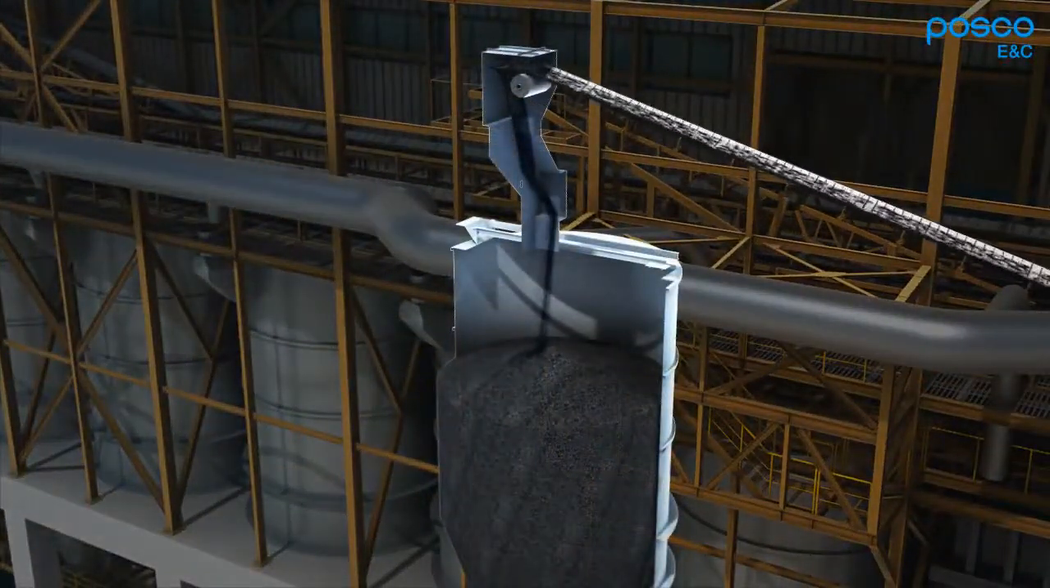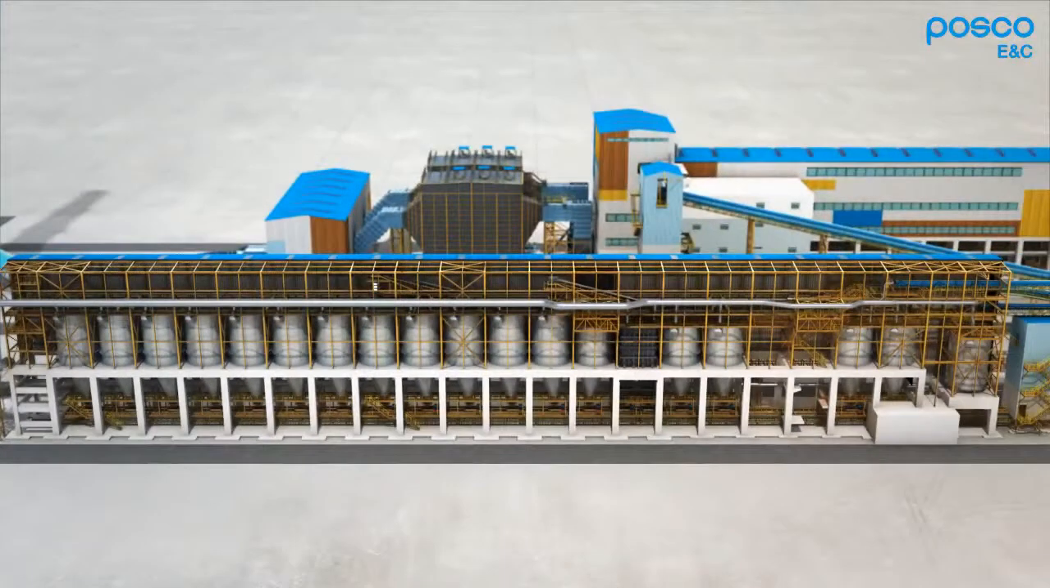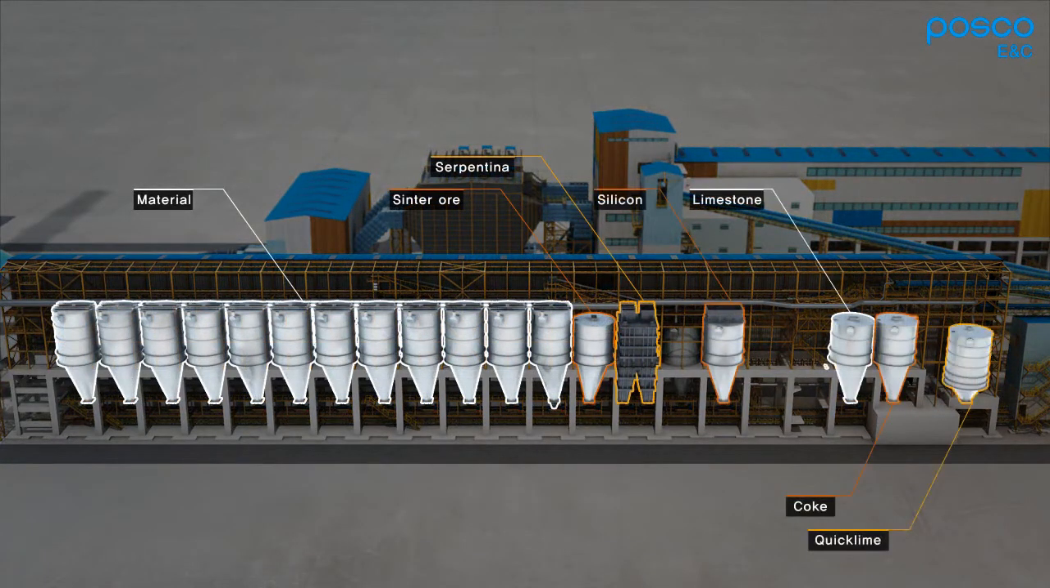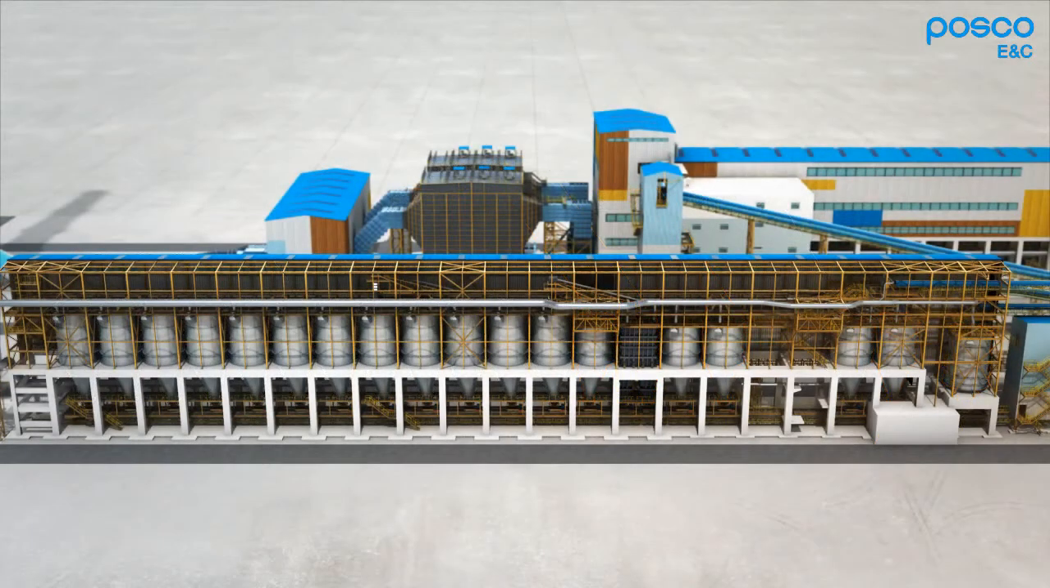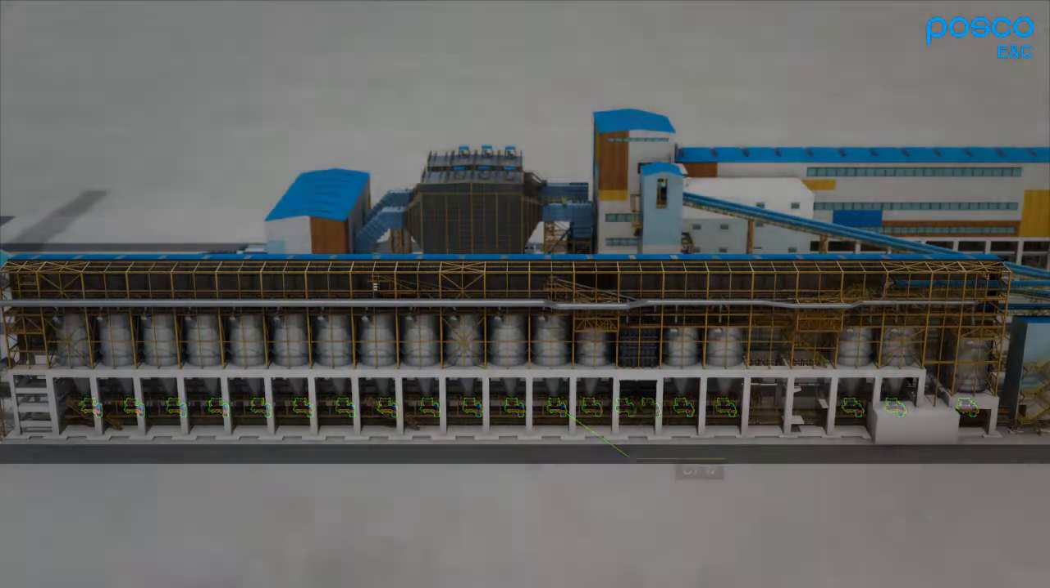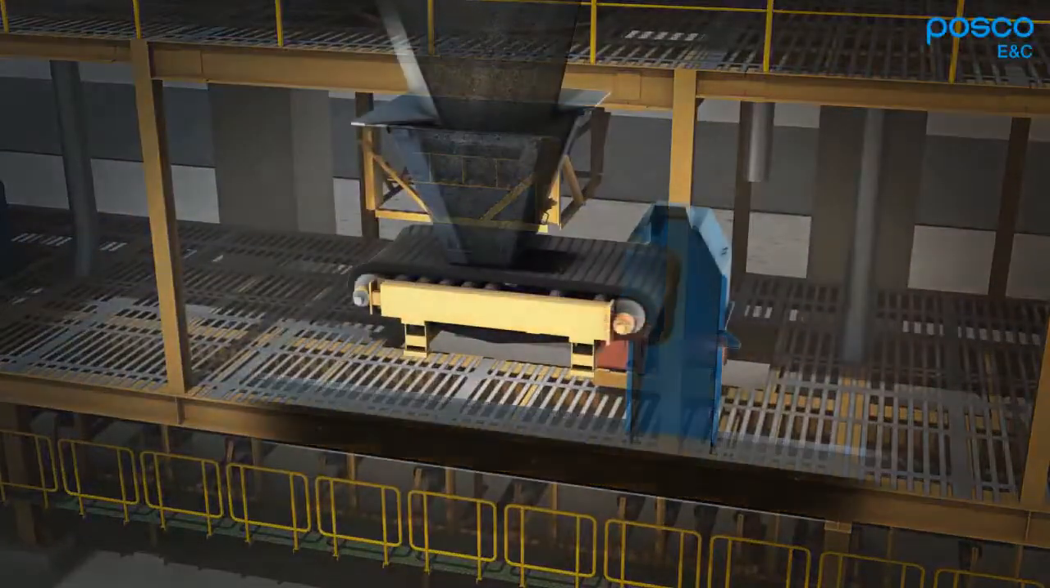It is very important to mix raw materials and each auxiliary material at a proper mixing ratio in order to produce sinter ore required for the blast furnace. At the main control room of the sinter plant, CFW at the bottom of each storage bin is controlled in real time in order to keep accurate mixing ratios of each material.